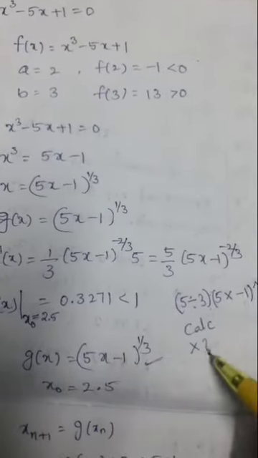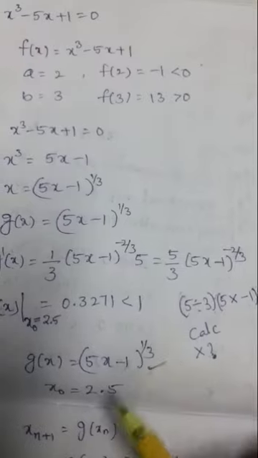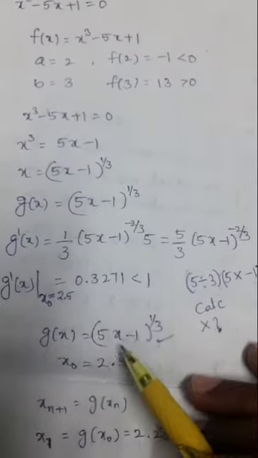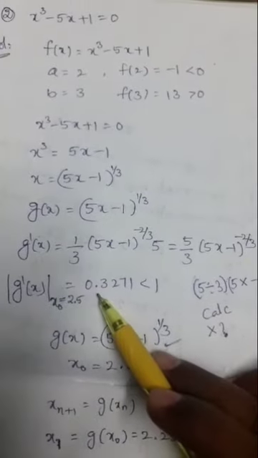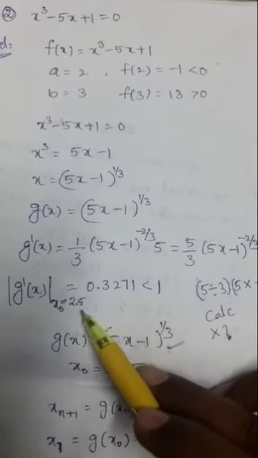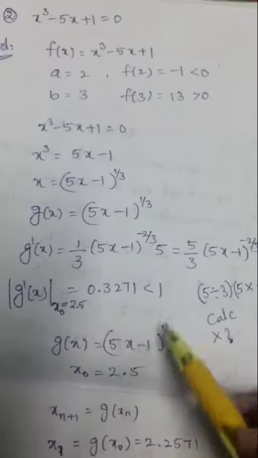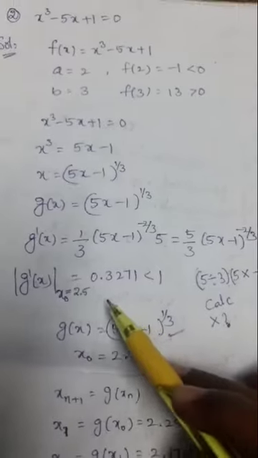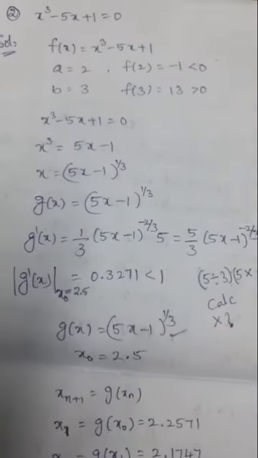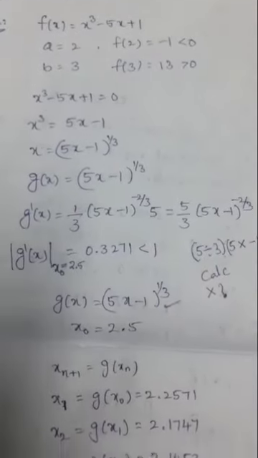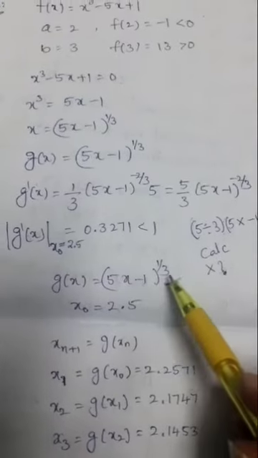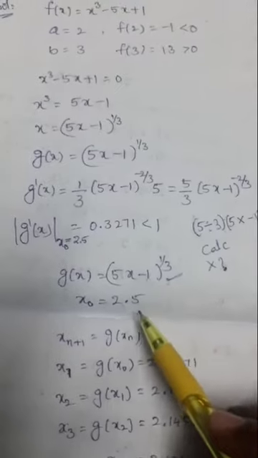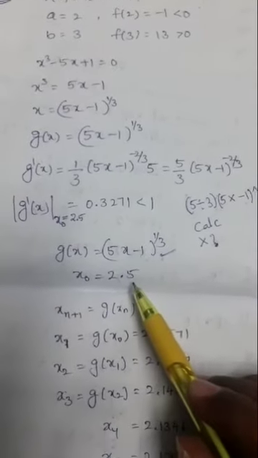If it satisfies less than 1, you can begin with x naught is equal to 2.1. So in this problem I verified with 2.5. It is 0.3271. You can verify with 2.1. If it is less than 1, you can begin with x naught is equal to 2.1. So in this problem I verified for 2.5. It is less than 1. So g of x is equal to (5x minus 1) to the power of 1 by 3 is a useful function for iteration method with the initial value 2.5.